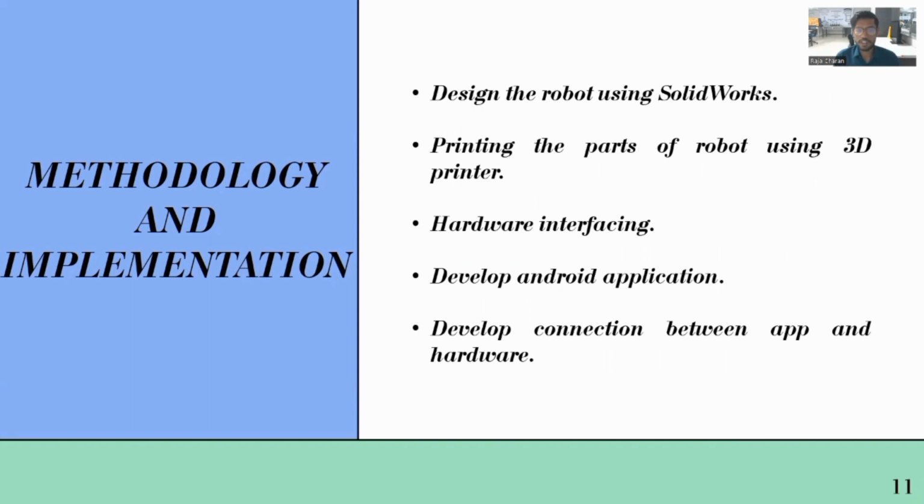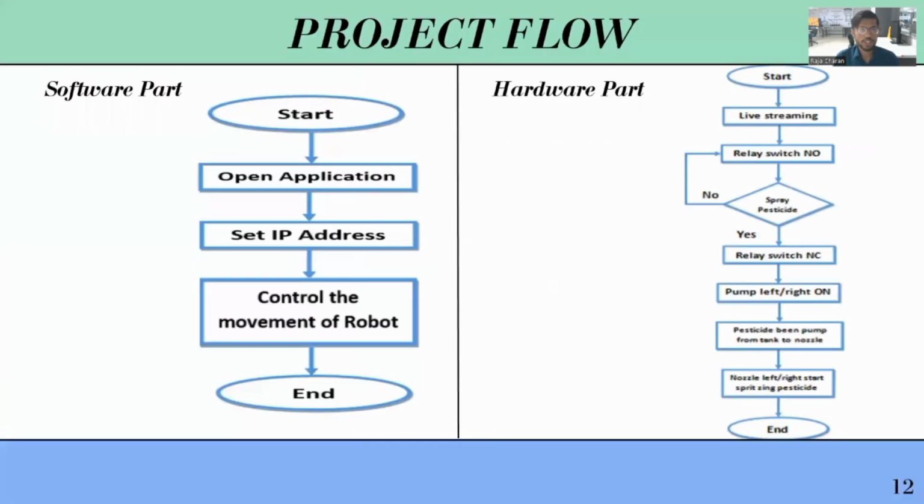So here is the method that we chose, what we will do step by step to complete our project. In the start, we will design the robot's parts in SolidWorks. Then we will print the parts using a 3D printer. Then we interface the hardware, and then we develop the Android application. And then we will interface this application to the hardware so that we can control the hardware with the Android application. So this is the project flow of our project.